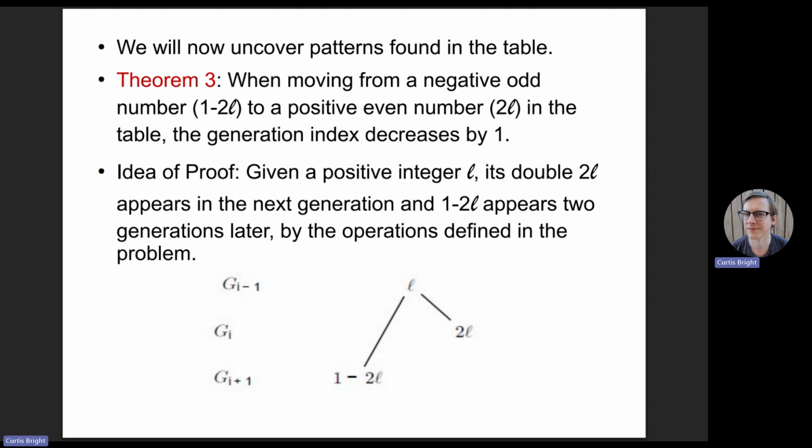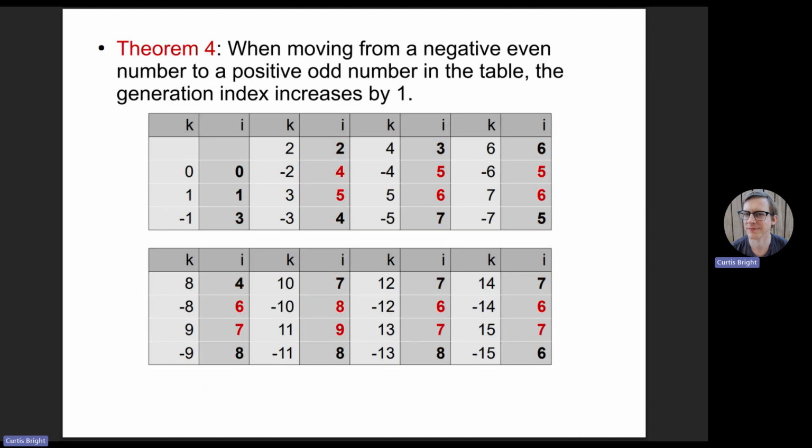So we can go through a bunch of these patterns. The next one is if we're moving from a negative even number to a positive odd number in the table. So for example, like -2 to 3, or -4 to 5, we're increasing by 1. And we can look at the tree and see the proof of that in a very similar way. So it's kind of looking at 2 rows at a time in the table here.